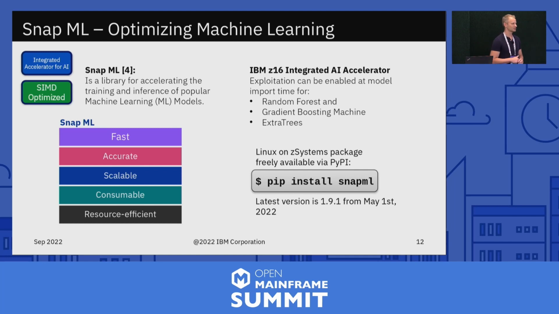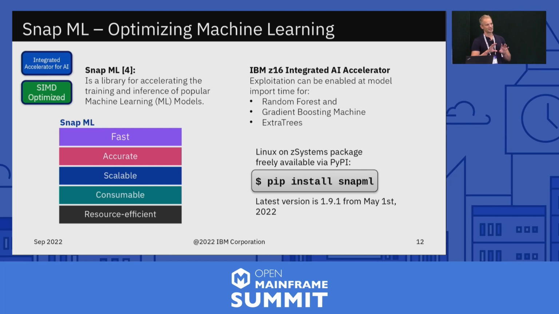Snapml is not open source, but can be used free of charge. You can just do in your Z environment pip install Snapml, and it will be there. It has an API very similar to scikit-learn. And basically at model load time, you say, okay, I want to execute or run that model then on a GPU or on an AI accelerator or on a CPU.